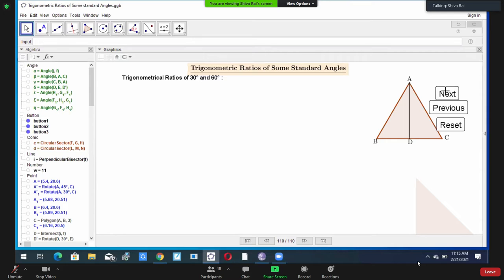Like this, you look here. AD perpendicular to BC. Now here, first, I have drawn equilateral triangle ABC. Equilateral triangle ABC means all the sides are equal. AB equal to BC equal to CA. So this is 60 degree, this is 60 degree, this one is also 60 degree. But the vertical angle 60 degree is divided into two parts, like this, 30 degree, 30 degree.